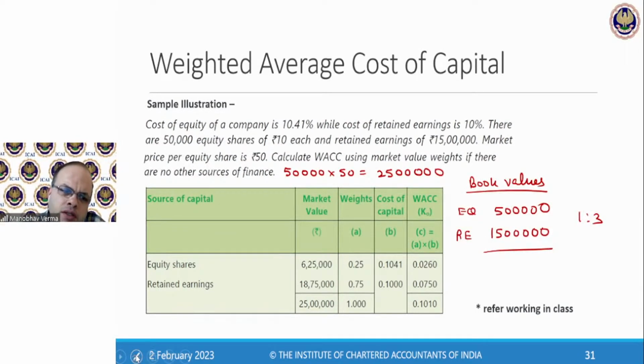Everyone with me on this? Let me just write it down here. If my ratio is 1:3, my market value can be 1/4 into 25 lakhs, which is 625, and this will be 1875. Everyone with me on this?